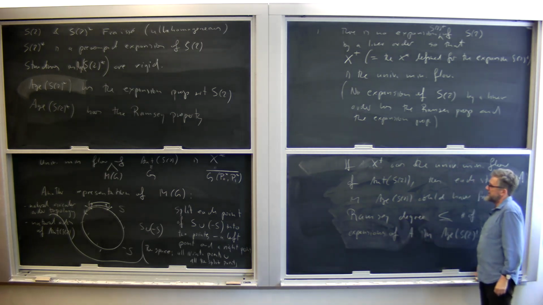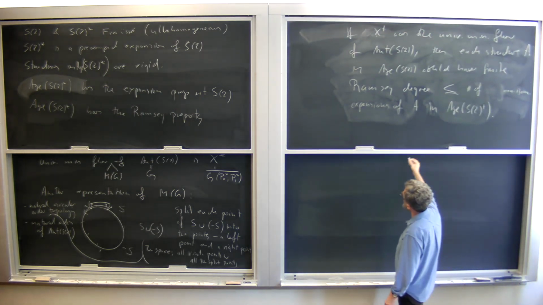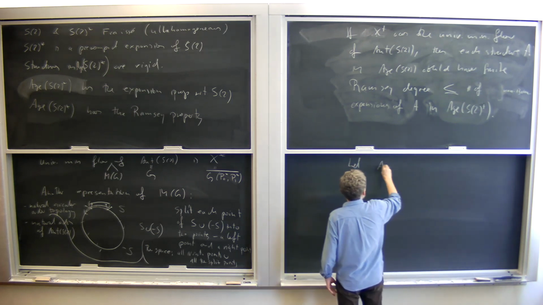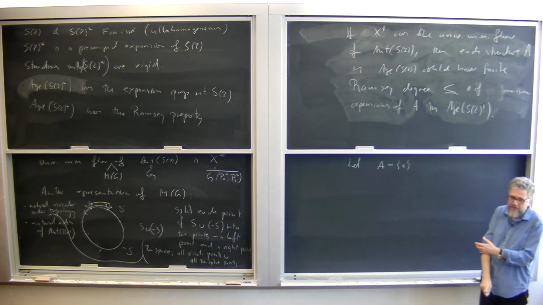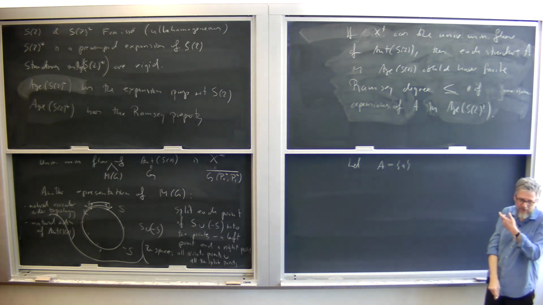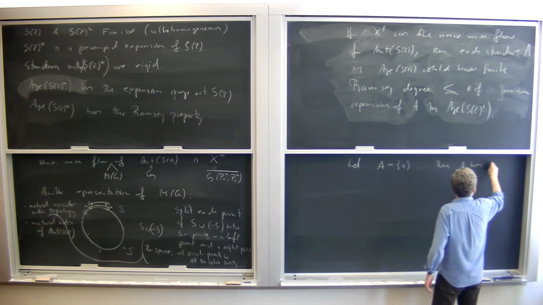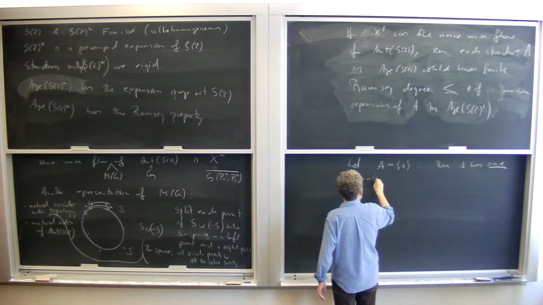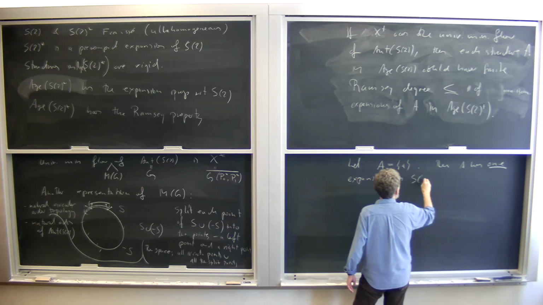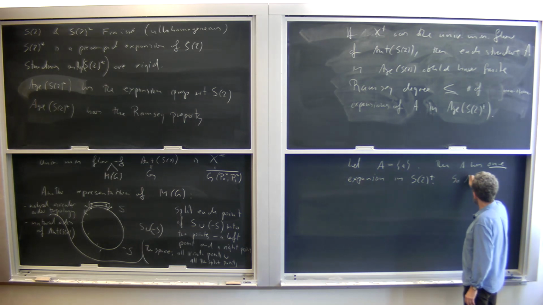All right, but this is a problem, because now take just a point. Let A be a single point. How many linear orders can I put on a point? One, up to isomorphism. So A has one expansion in S2 plus, no matter what I did. So it's Ramsey. So A is Ramsey.